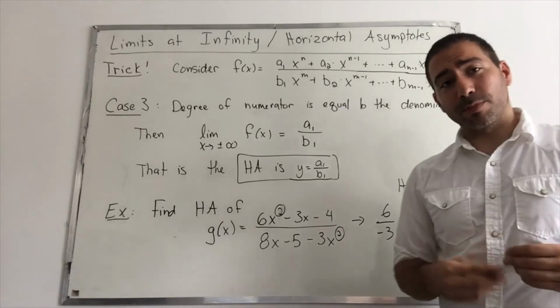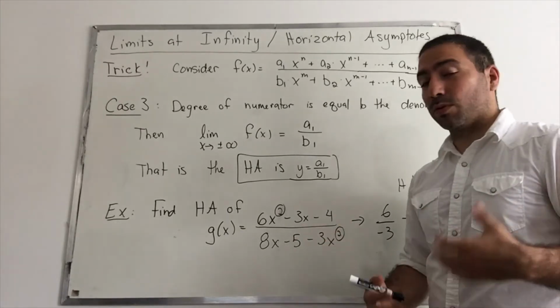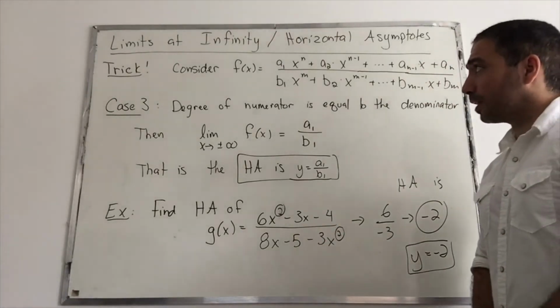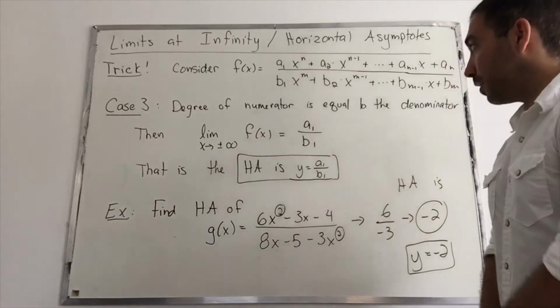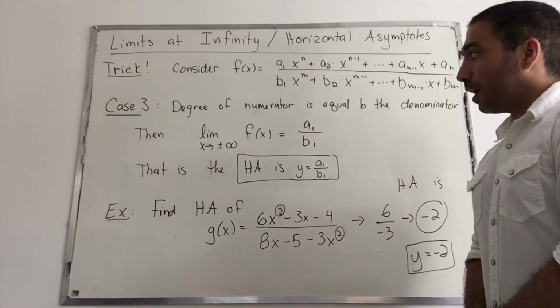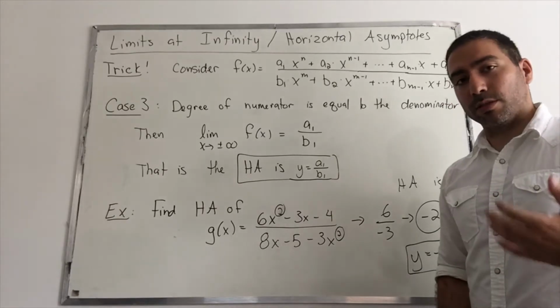Okay. So just by looking at this, we're able to tell what the horizontal asymptotes are. Okay, so this is a great trick. Keep it in the back of your mind when you're doing these types of problems. And now I'll continue to show you how to do this the proper way, the long way.